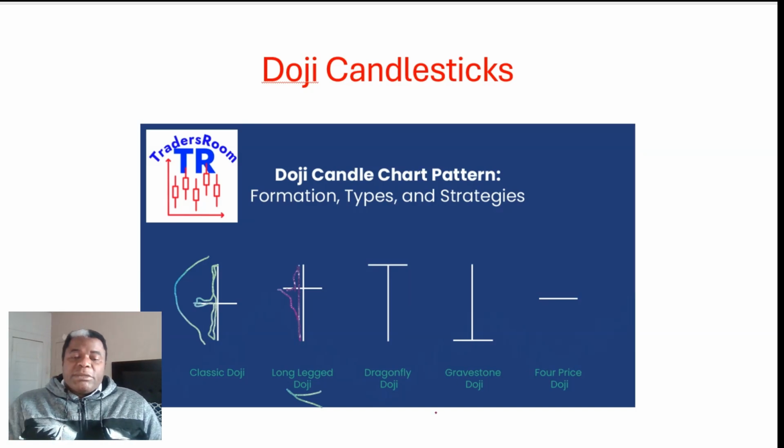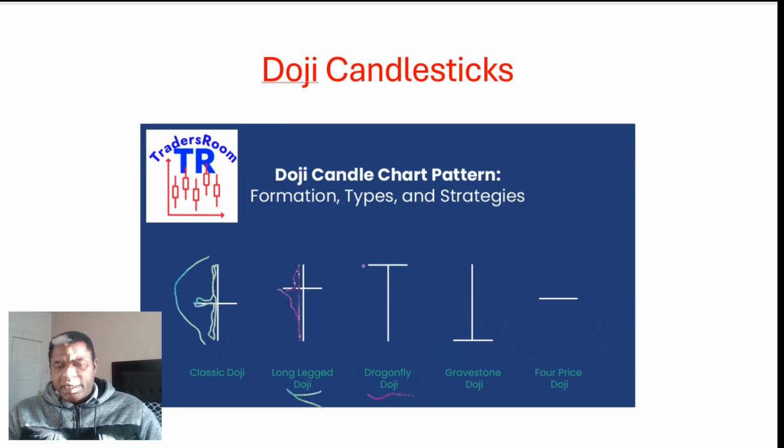Then the next one is the dragonfly doji. For the dragonfly doji, let's say, for example, that we make all these candles green. Let's say the market opens here as green. But as the market opened, the seller came and pushed the market down. As the market got down, the buyer said, no, we don't want this, and pushed the market up again to its original position. And from there, the market closed for the day.